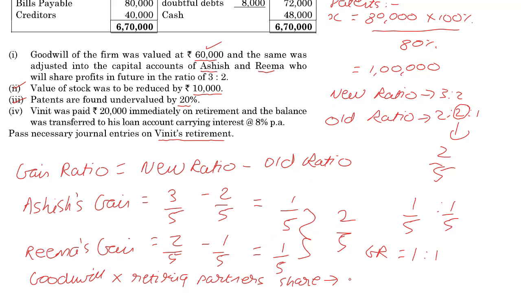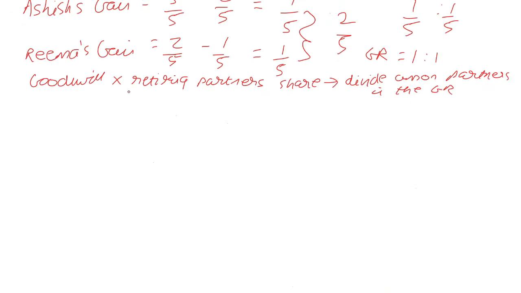And then we divide among partners in the gain ratio. So as far as the goodwill is concerned, it is 60,000. The retiring partner's share we know is 2/5. First solve this.